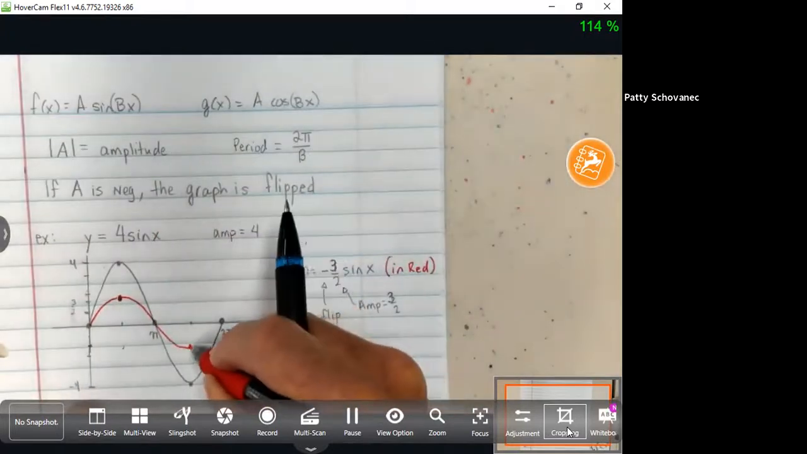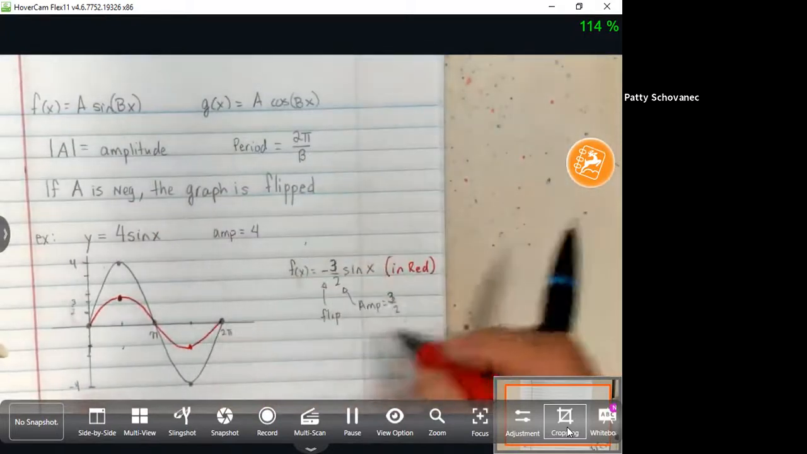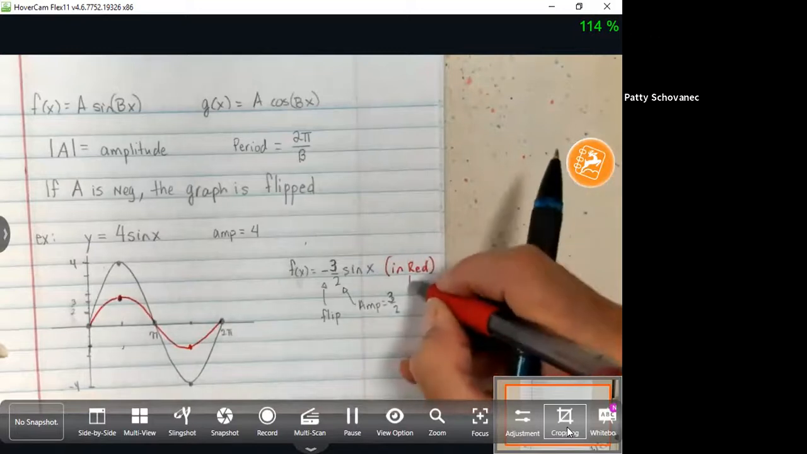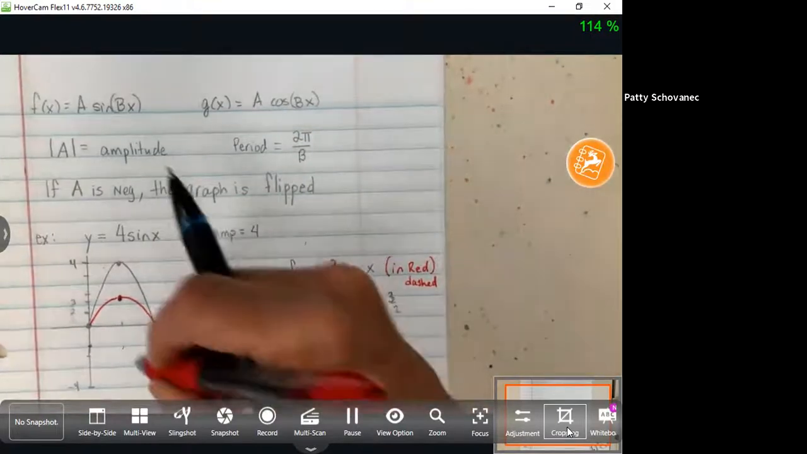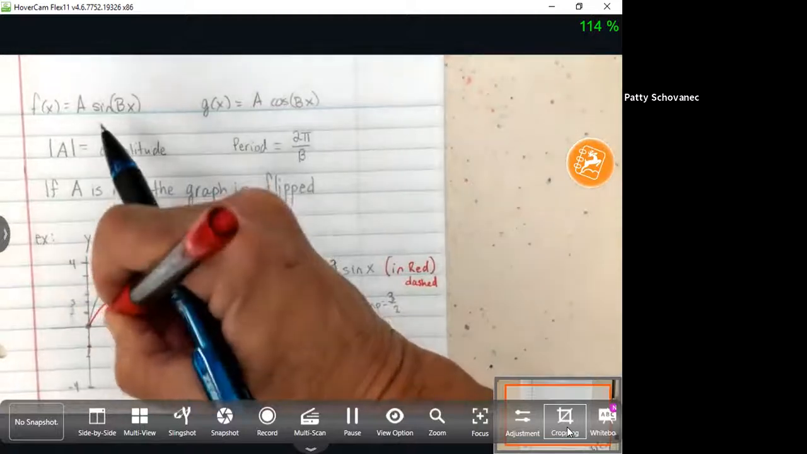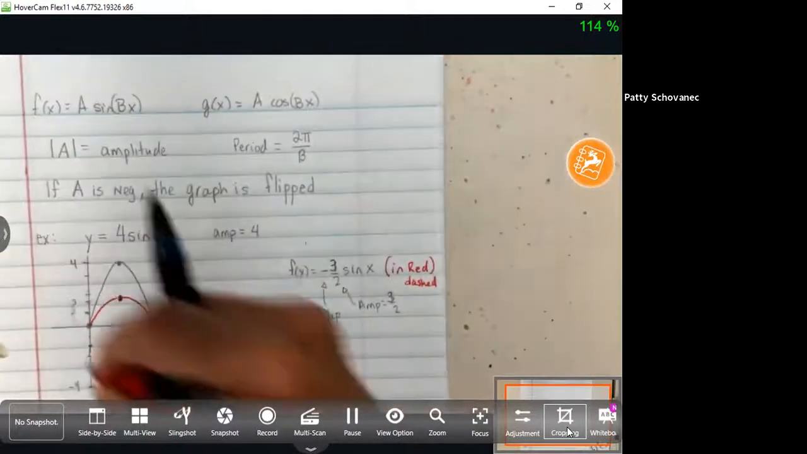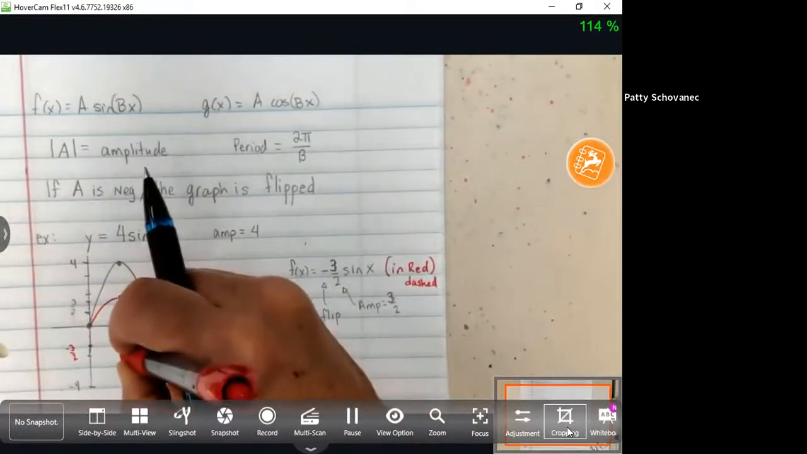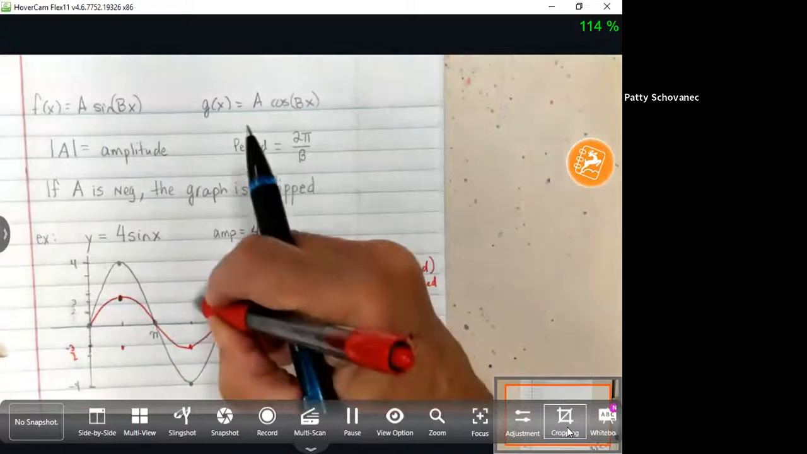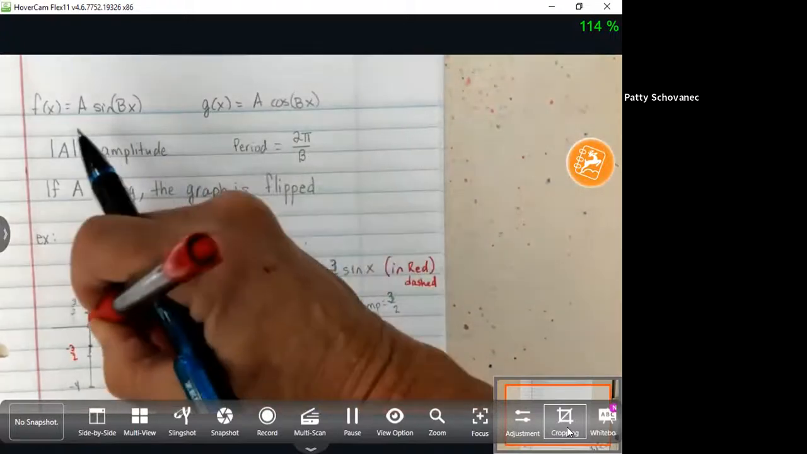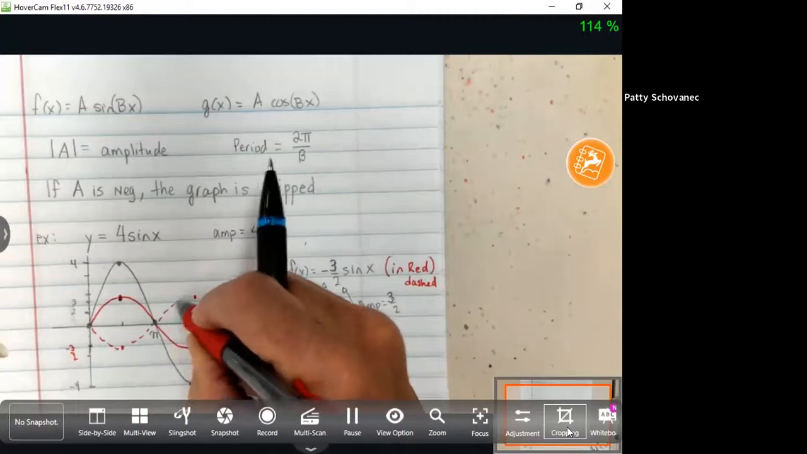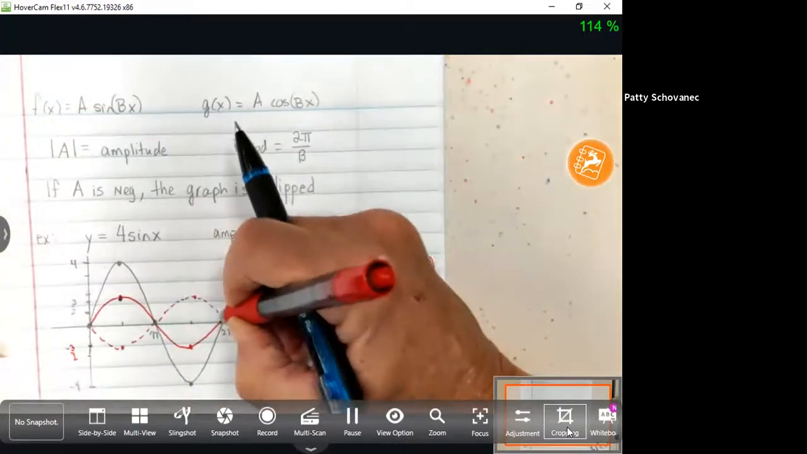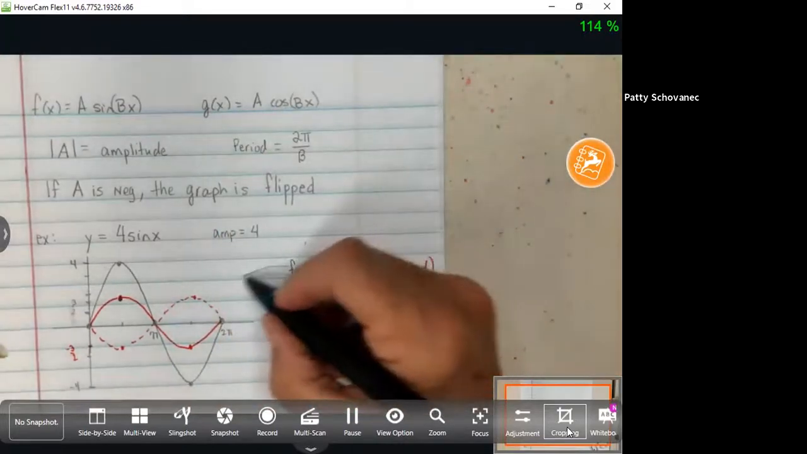Oops, I've got to flip it. I didn't flip it, did I? So in red and dashed. How about that? So now I'm going to flip it. So now I take this point down to -3 halves right here. That point goes to positive 3/2 here. And there's the flipped graph.